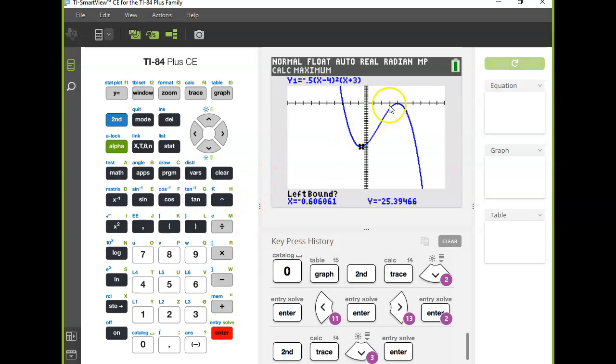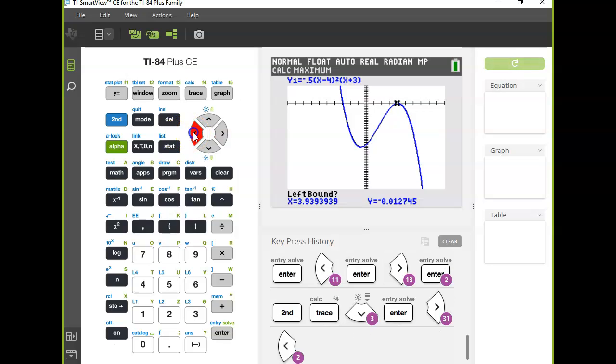And then it's going to ask for the same thing, left bound, right bound, but now I have to make sure I'm doing that with respect to the maximum. So just to show students, I always kind of bring my cursor to where I think the answer is going to be, and then I hit the left arrow a couple of times to get the left bound. And then it says right bound. So I need to go to the right of where I think the maximum is and hit enter. Guess. And I'm so glad this happened.